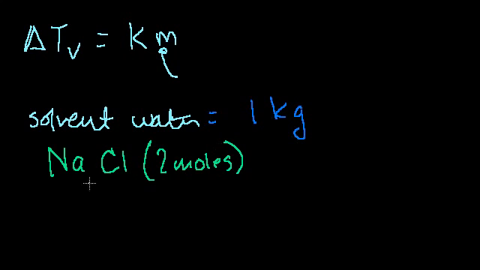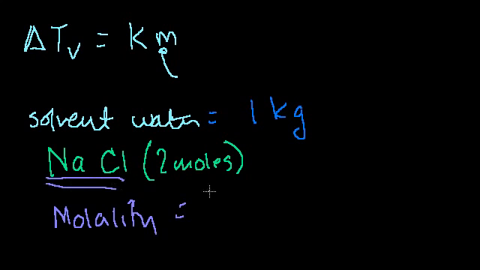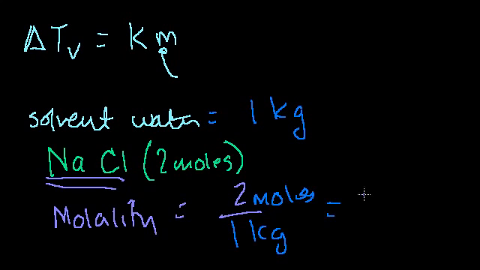So first of all, you just have to figure out the molality, which is just equal to the number of moles of solute, which is 2 moles, divided by the number of kilograms of solvent. So let's say we have 1 kilogram of solvent. So our molality is 2 moles per kilogram. So we just have to figure out what this constant is, and then we'll know the temperature elevation.